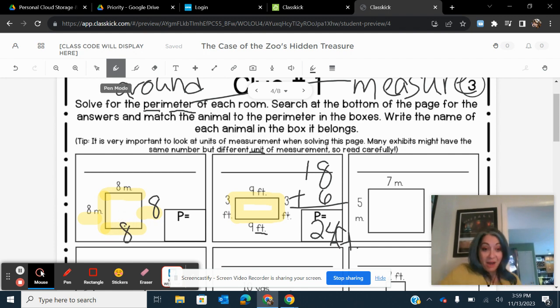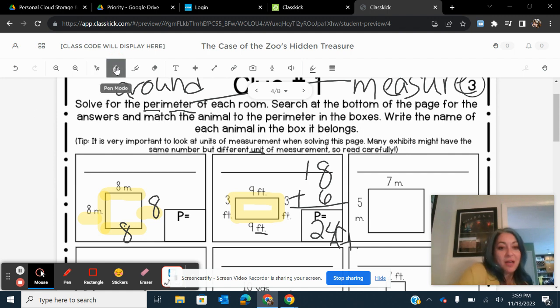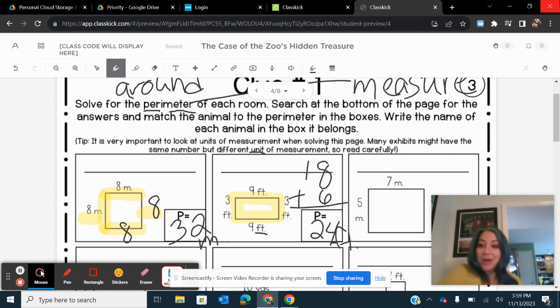8 feet. Now all I have to do is take 8 plus 8 plus 8 plus 8, or 8 times 4. Do you know 8 times 4? 8, 16, 24, 32. The perimeter of this one is going to be 32 meters.